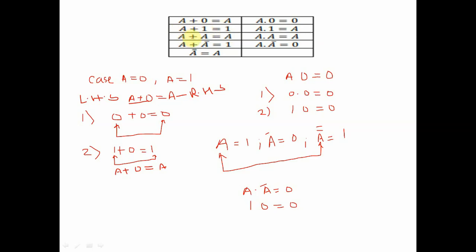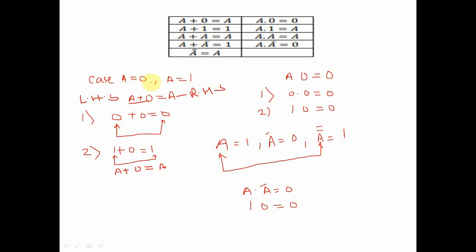Now the third law is A plus A is equal to A. If we put A equal to 0, then 0 plus 0 is equal to 0, so A plus A is A. Now put A equal to 1, then 1 plus 1 is equal to 1. So which value will we take?